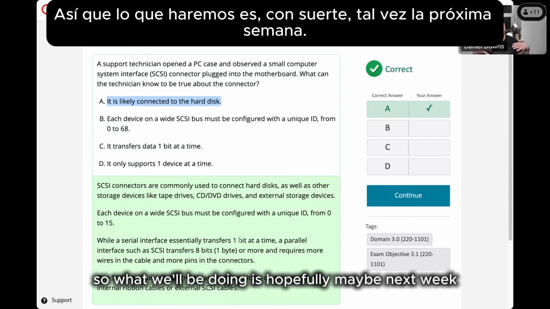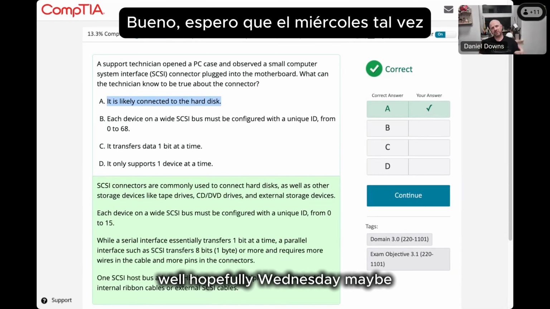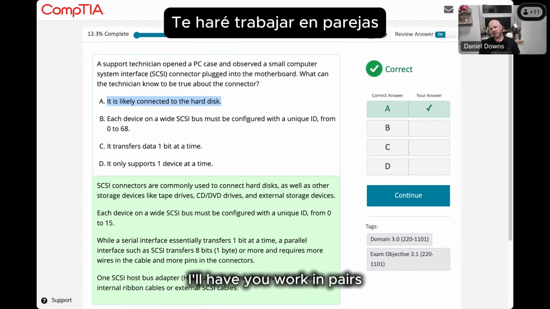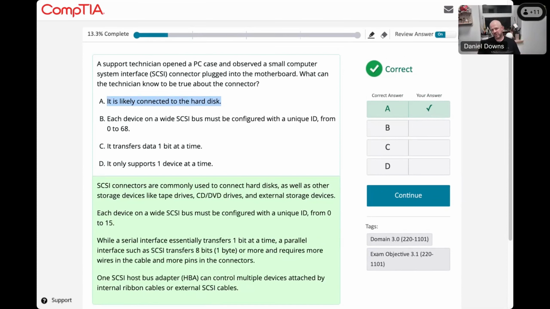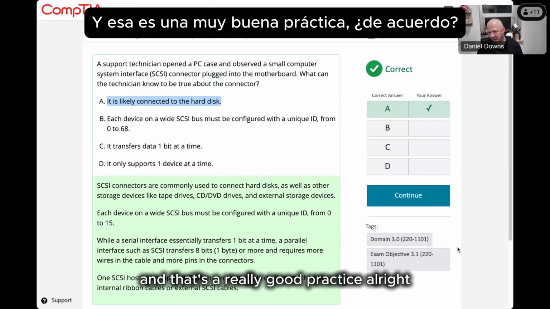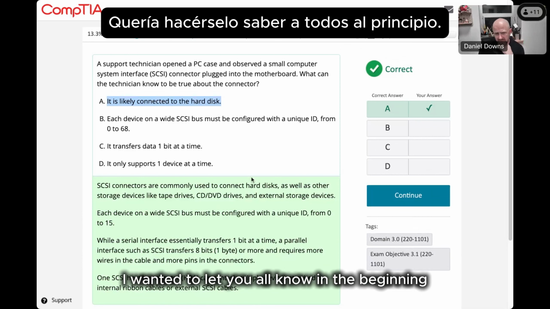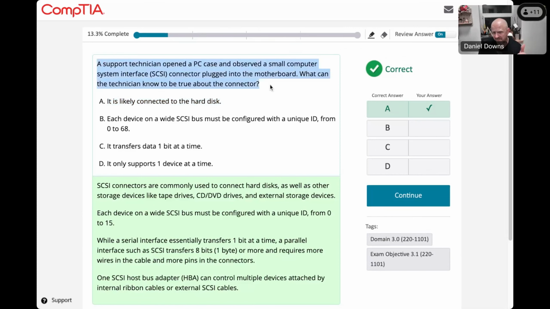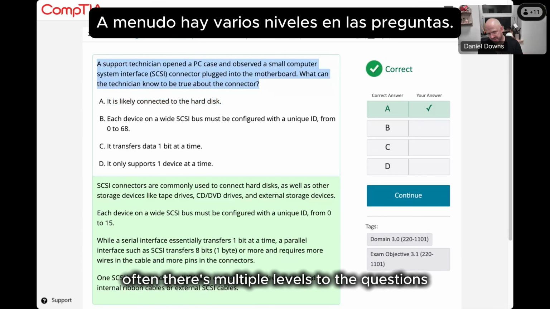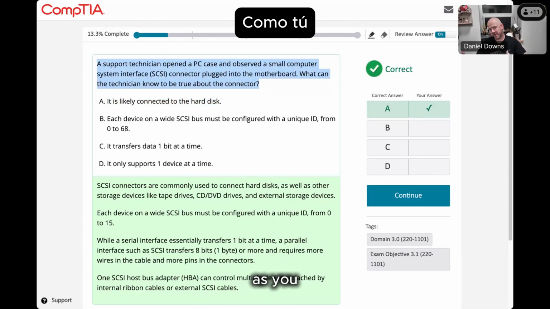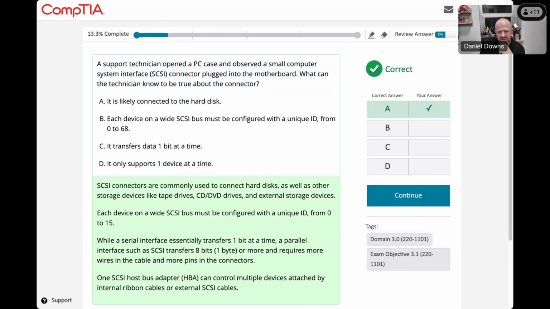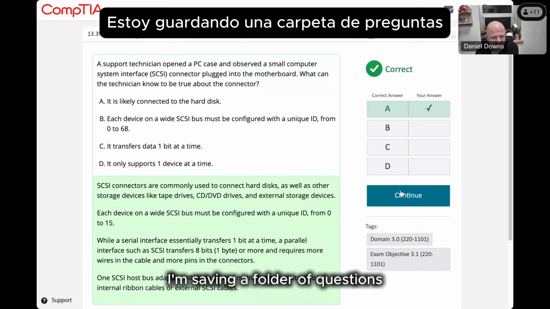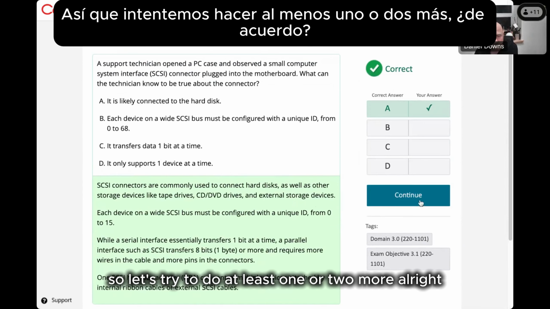So what we'll be doing, hopefully maybe next week, well, hopefully Wednesday, I'll have you work in pairs going through these questions and practicing and reviewing as we move through. That's really good practice. I wanted to let you all know in the beginning, often there are multiple levels to the questions, and you're going to start to see that more and more as you get deeper into the questions. So I'm saving a folder of questions. Let's try to do at least one or two more.